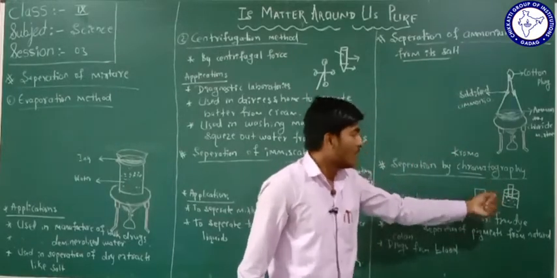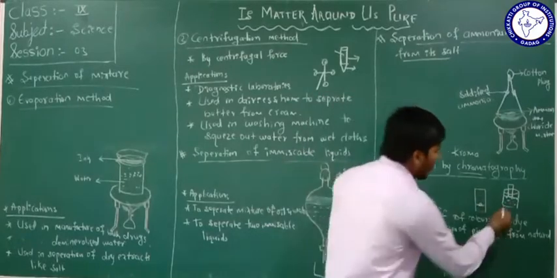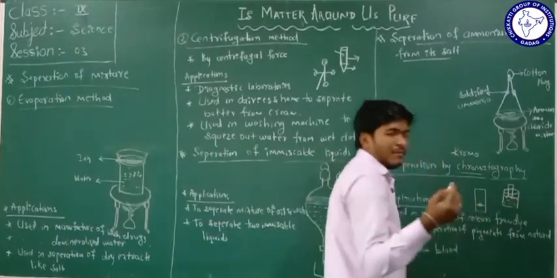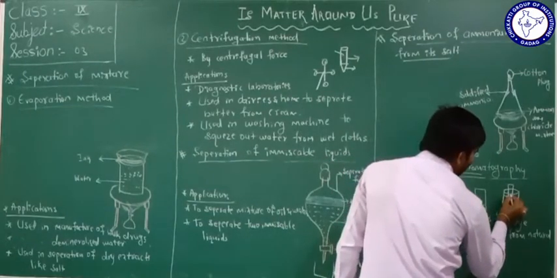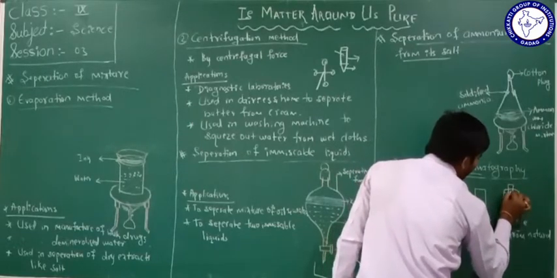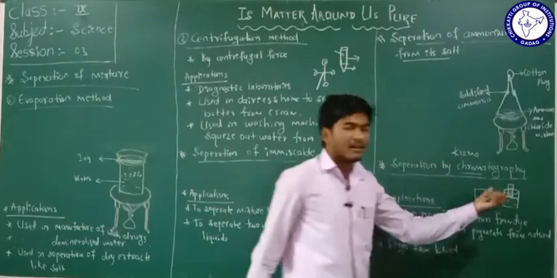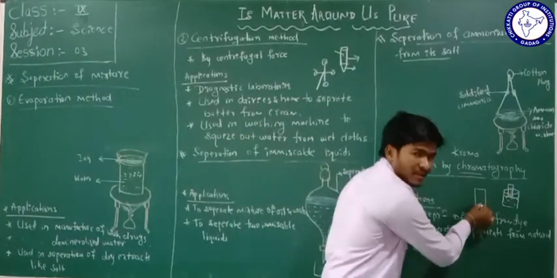So what happens when you place this paper strip in this way? The paper absorbs the water from the beaker. After 5 minutes, the water is absorbed by the paper and moves towards this end. What happens here, you are placing 2 drops of the ink at this line, isn't it?